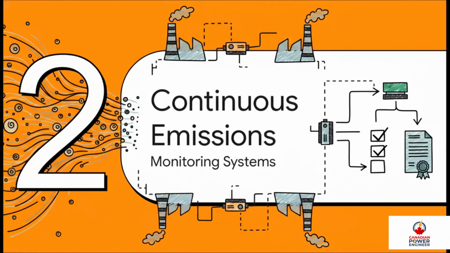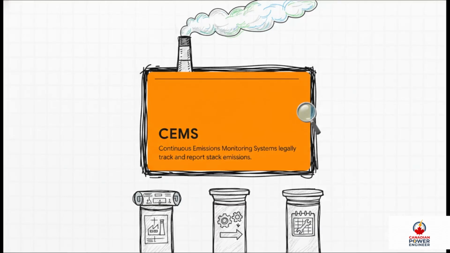Moving right along to Section 2, Continuous Emissions Monitoring. Enter CEMS, Continuous Emissions Monitoring Systems. And let's be clear, these are not optional. Every single plant has clearly defined limits for maximum allowable emissions, and CEMS is the system that continuously monitors, tracks, and reports these results directly to government agencies.